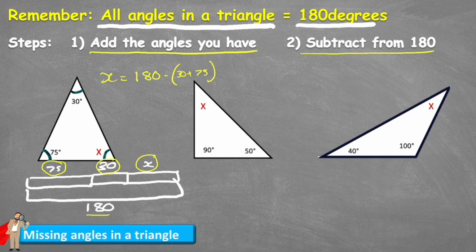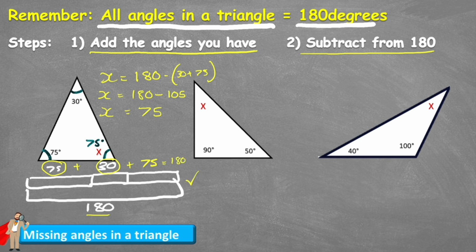So now I can start to solve this, and again let's start with our brackets. X equals 180 subtract, well, what's 30 plus 75? That's 105. So therefore X equals 180 subtract 105, which is 75. So for this missing angle we should have 75 degrees. Now I can double check that by putting that into my bar model. We think 75. And now I can check whether this all equals 180 when I add it together. 75 plus 30 is 105, plus my 75 is 180.